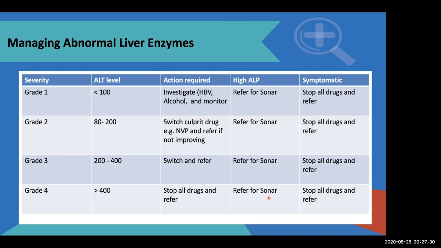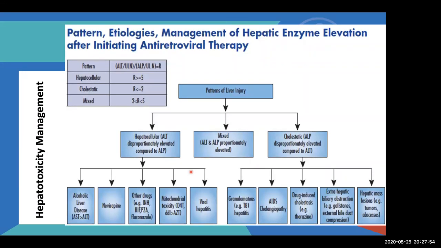Who do you refer? All those who are decompensating, who are symptomatic, those who might have a high ALP, and then grade three, grade four. So you'll manage any patient who's got an ALT below 100. You'll discuss with a doctor any patient who's got an ALT between 80 and 200. You would refer all other patients, right? I've repeated it three times. I'm hoping that you got it.